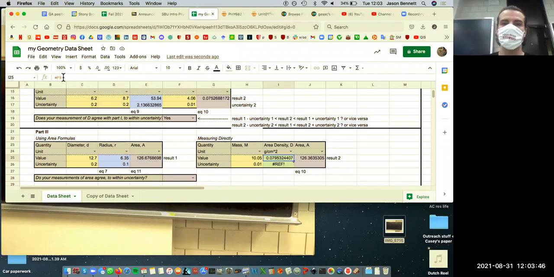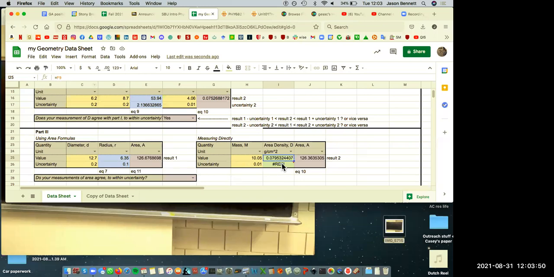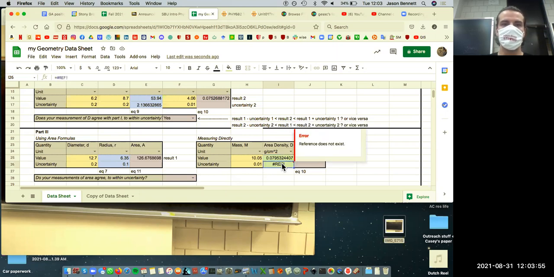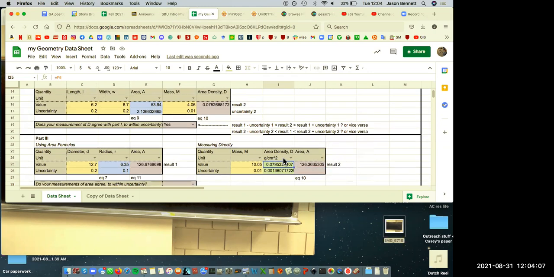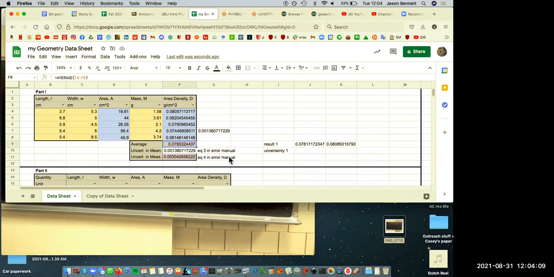If you notice, I didn't actually type that. So green are things that are done for you. I don't know why that says that. It should be FN. And then we'll use equation 10, which is the division one. So this is exactly this right here.